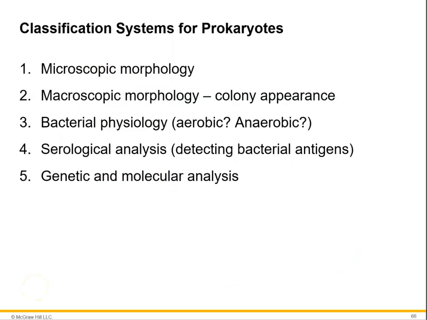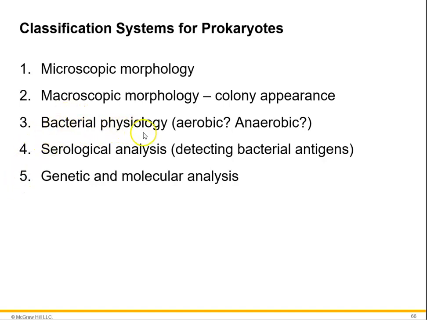Okay, moving on to classification systems for prokaryotes. So here are the characteristics that we're looking at when we go to classify these microorganisms. So one, the microscopic morphology, which we just talked about a little bit. What kind of shape are the cells? What's the arrangement? Macroscopic morphology, this would be colony appearance. And you'll learn in the lab, colonies can look very different from one another. They can have different colors. They can have different levels of shininess. They can be different sizes.